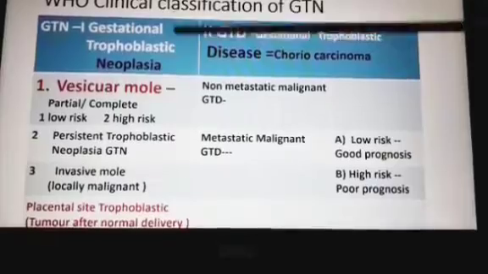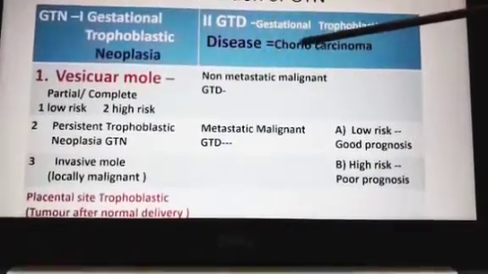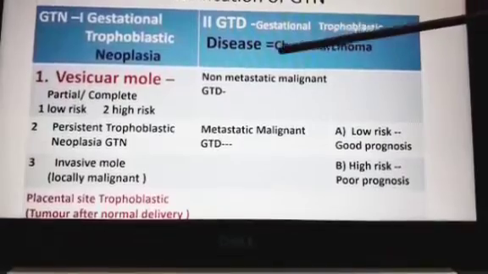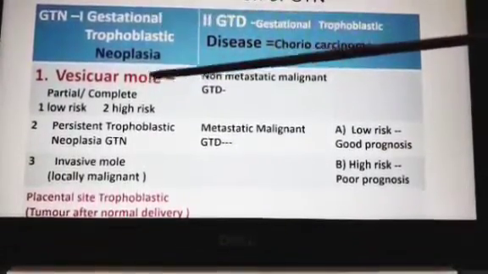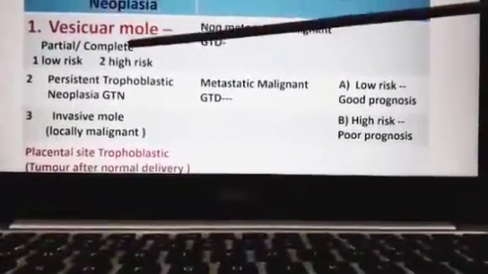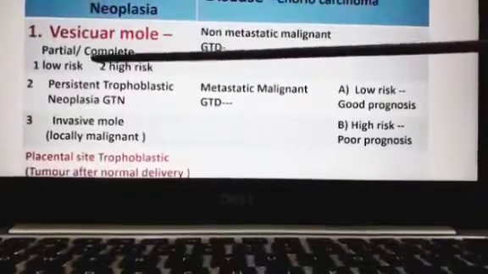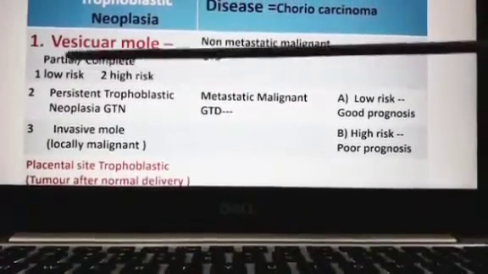In these cases, there are two columns. One is gestational trophoblastic neoplasia, and this column includes GTD. This is gestational trophoblastic disease. Under the heading of GTN, there is vesicular mole that we are interested in learning today. It can be a partial mole or complete mole. One has to assess whether the patient is in the low risk group or high risk group.